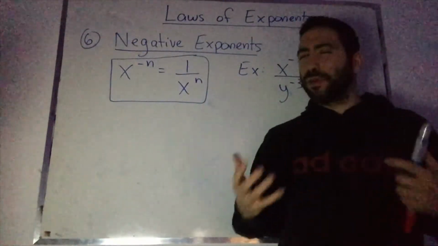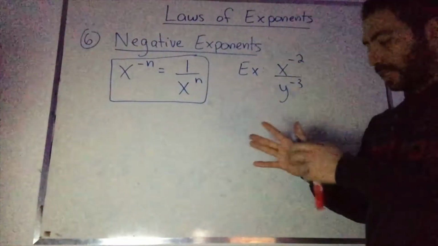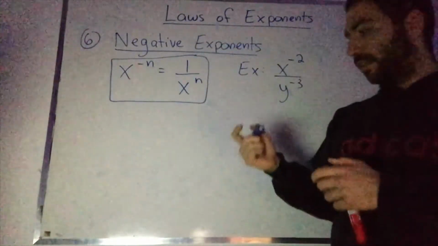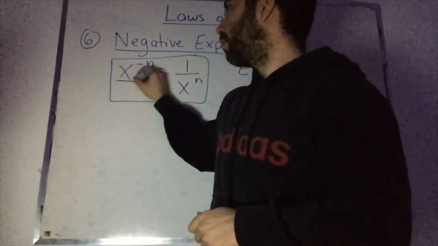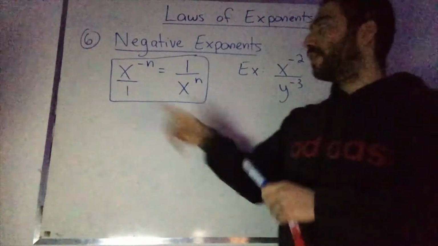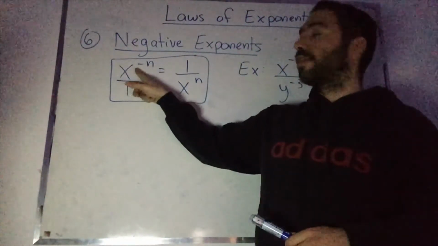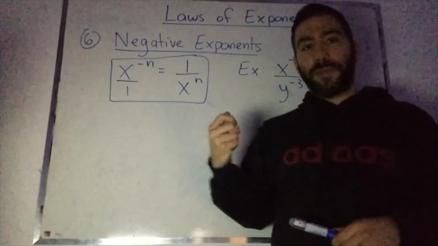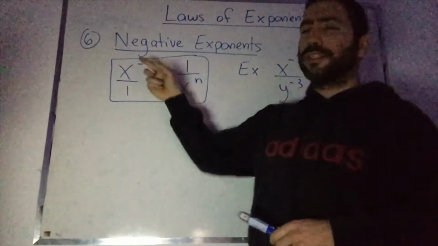Okay, so I kind of have a weird way of thinking of this. The way I think of it is, think of it as a 2-story house. We have upstairs and we have downstairs. Every number is written over 1, right? So we could think of this as x to the negative n on the top. He's upstairs. And since he has a negative exponent, think of it as him being mad. He's angry. He's upstairs and he's mad.